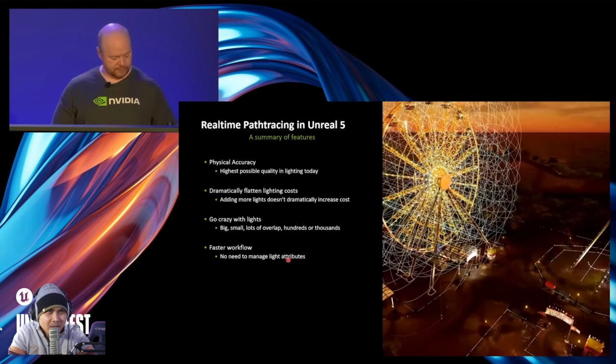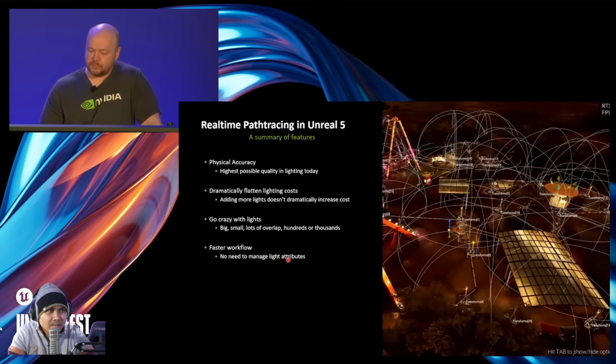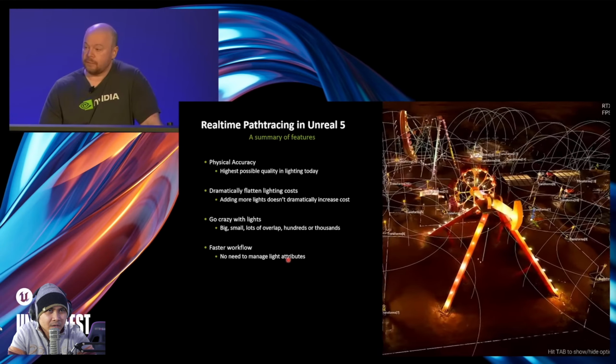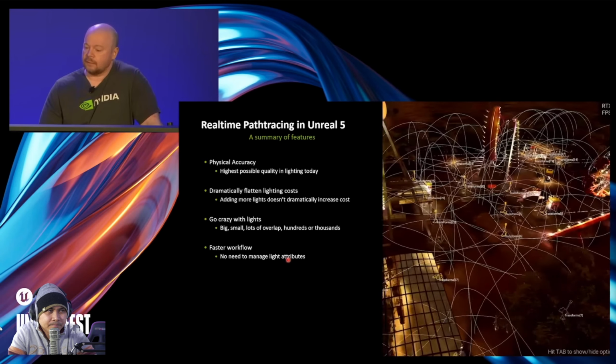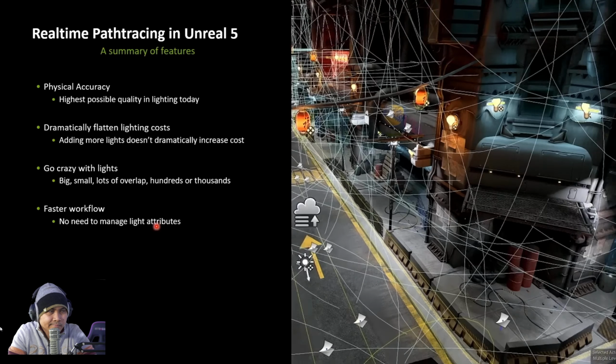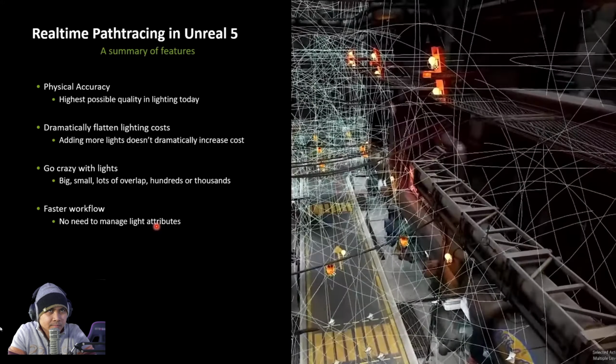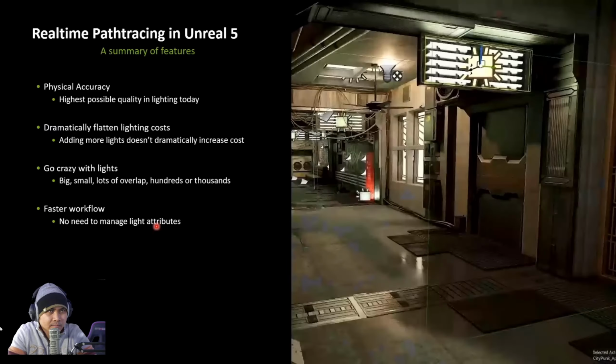All this boils down to faster workflow. Look at that. If you don't have to bake your scenes anymore, yay. You don't have to set light attributes, cull them out, stream them out, or anything like that. You just flood your scene with as many lights as you want, and go after aesthetics rather than performance targets.